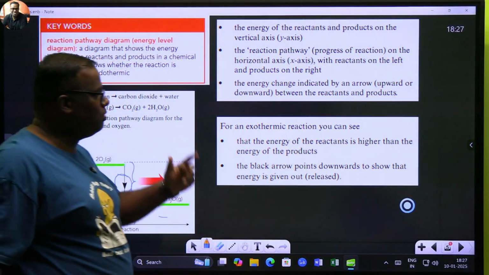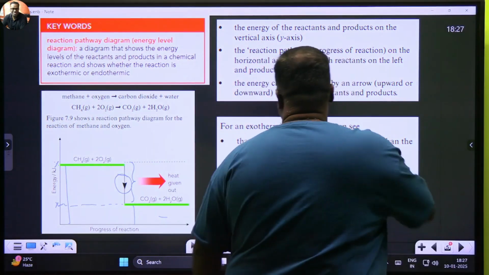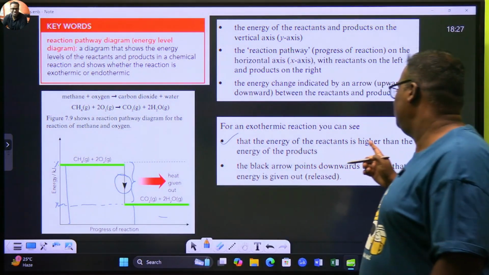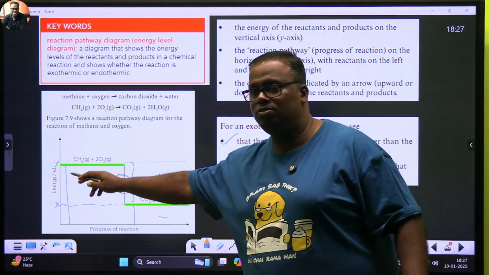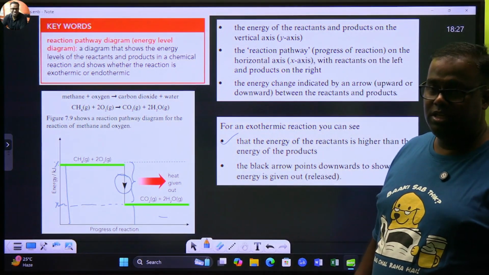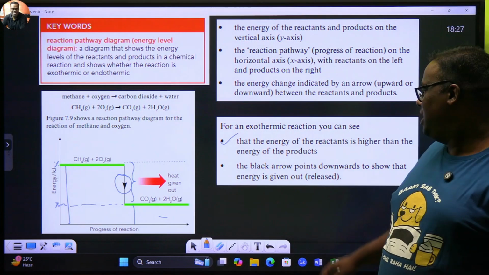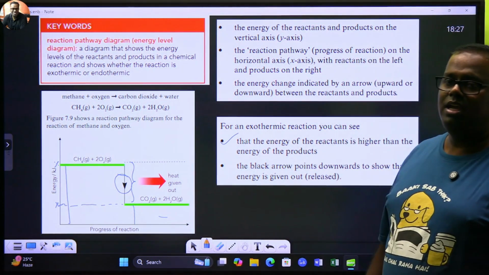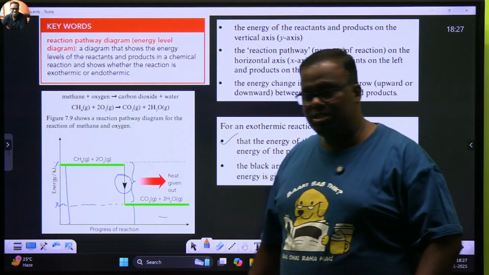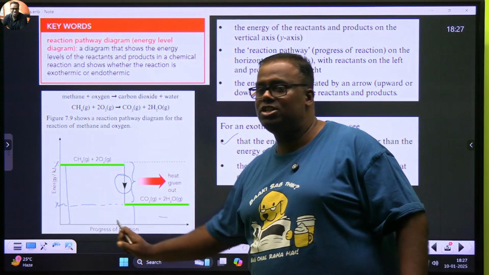So for an exothermic reaction, this is important. You see that the energy of the reactants is higher than the energy of the products. Obviously, energy of the reactants, नहीं तो heat देगा कहाँ से? And the black arrow points downwards to show that energy is released. What is our system? The entire reaction is our system.